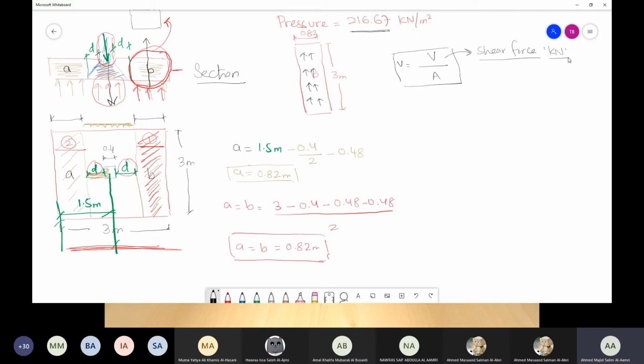Now that's why I told you I need to know what is the force which will take my portion up. You can see that the pressure is acting in an area form, which is 216.67 kilonewton per meter square. Now how to convert from 216.67 kilonewton per meter square to kilonewton? What are the things required for you?